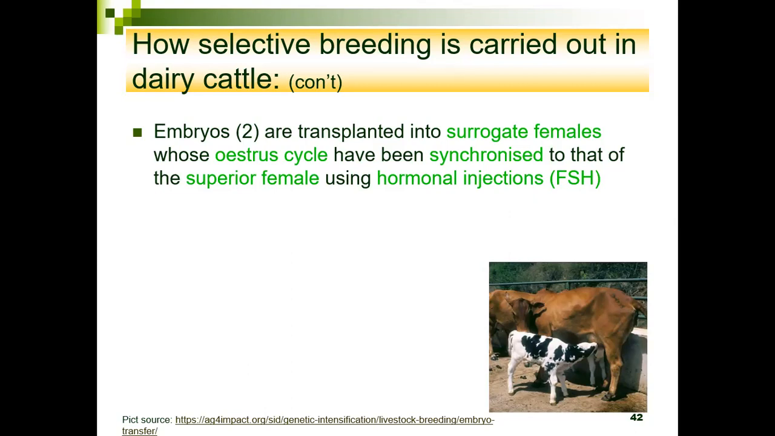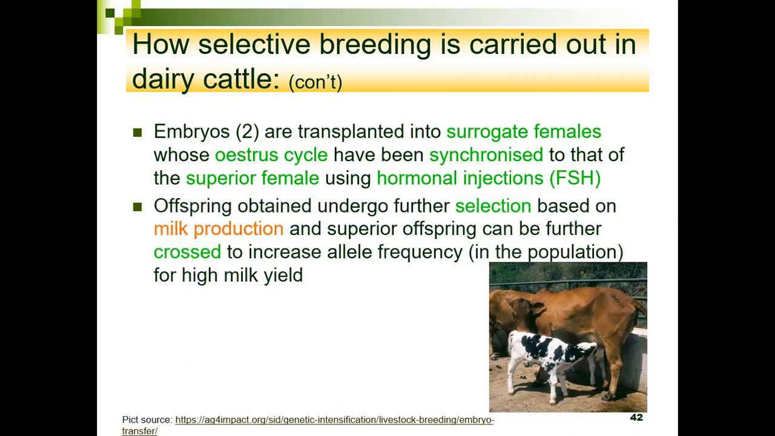Because of menstruation. So we have to prepare the uterus of this surrogate mother so that its uterus cycle will be similar to the uterus cycle of the superior cow. So that when the embryo is ready, the uterus is also ready to receive it, so it can be implanted into the wall of the uterus for it to grow further. So how do they do that? They have to inject hormone. So they inject hormone to the female cow to control their menstrual cycle, to be similar to the original superior female. Okay.